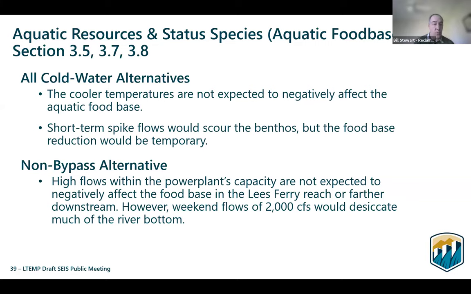However, those lower minimum flows of 2,000 CFS could desiccate much of the river bottom. And with that, I will pass it back to Kathy to talk about tribal resources.